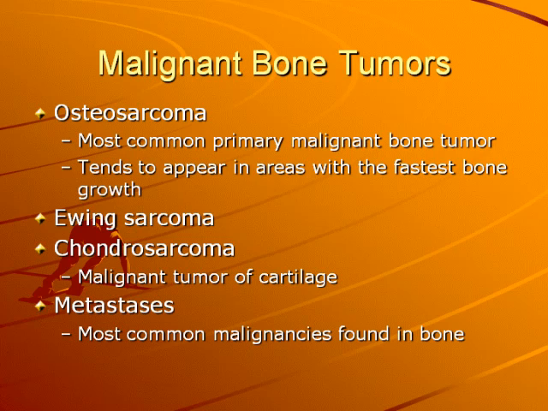Ewing sarcoma is one of the members of the small, round, undifferentiated tumors of neuron origin. You see this more in your younger patients, children and teenagers. Chondrosarcoma is a malignant tumor of cartilage, and then metastasis accounts for the majority of your bone malignancies.